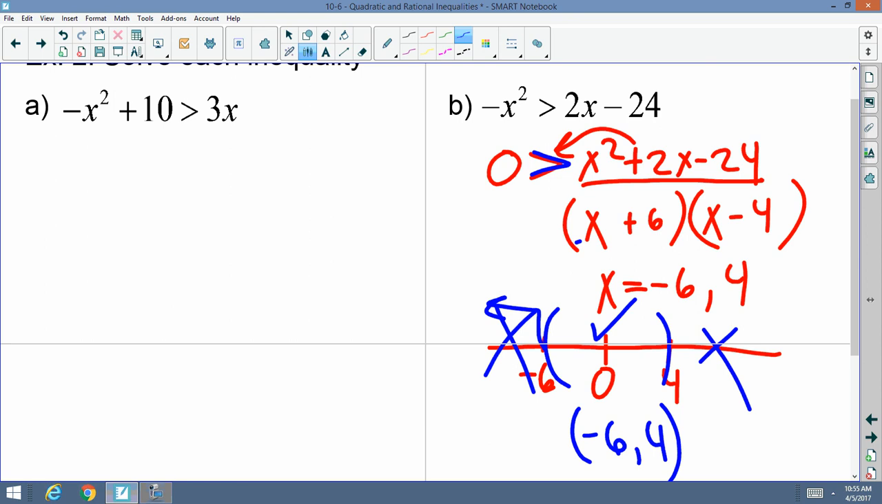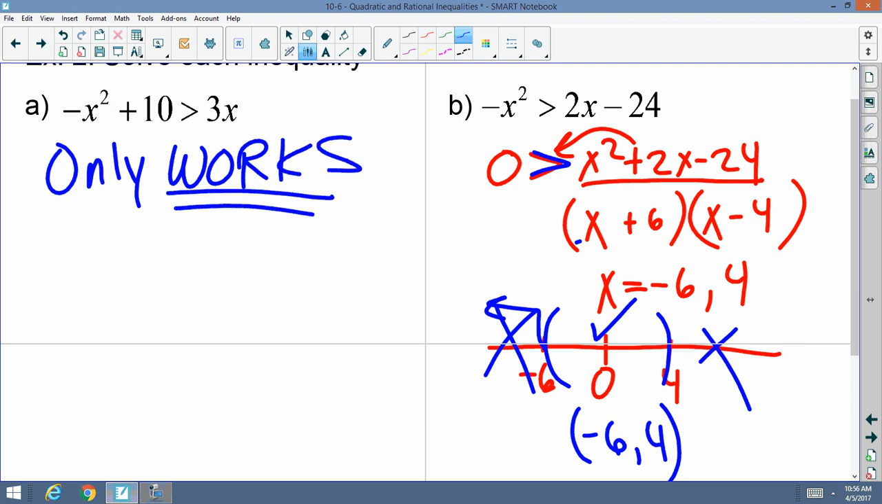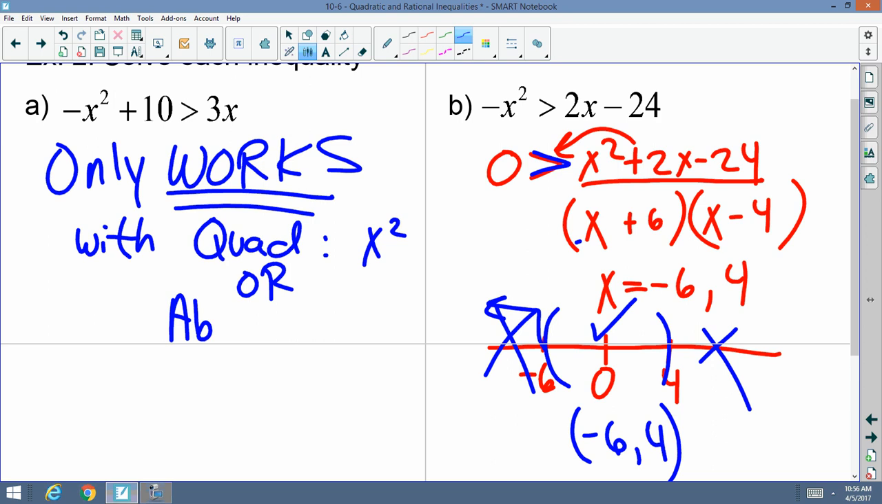But that only works with quadratics, so that's when x is squared, or, believe it or not, absolute value.